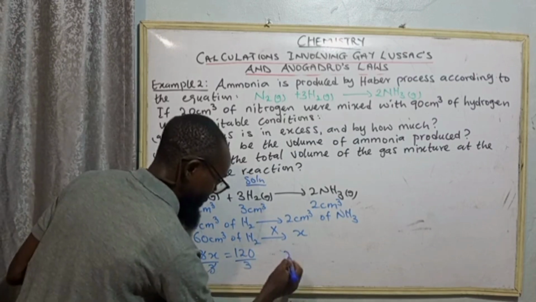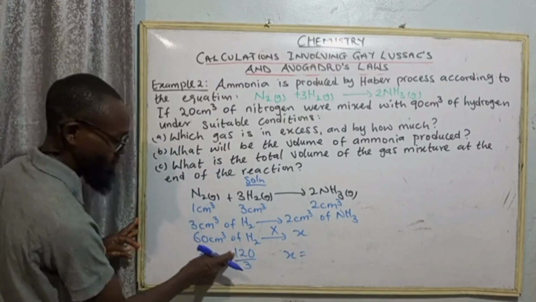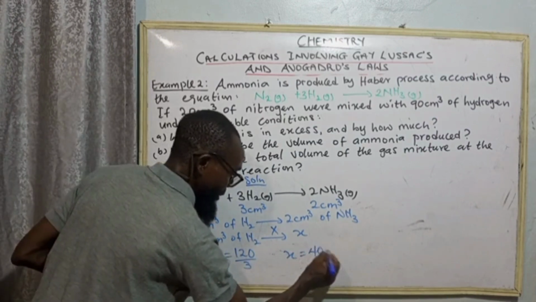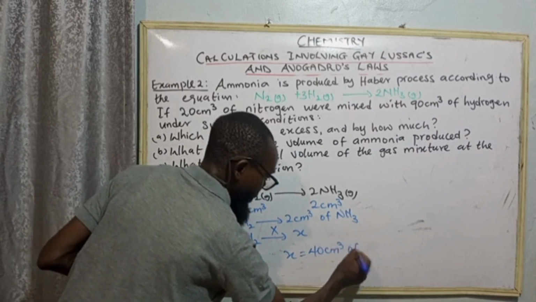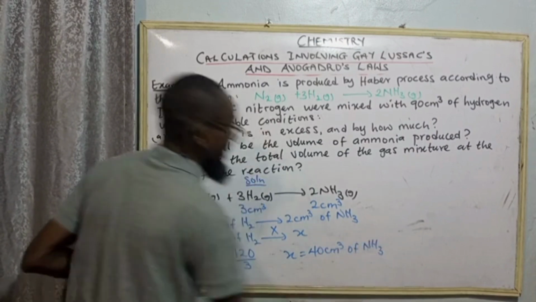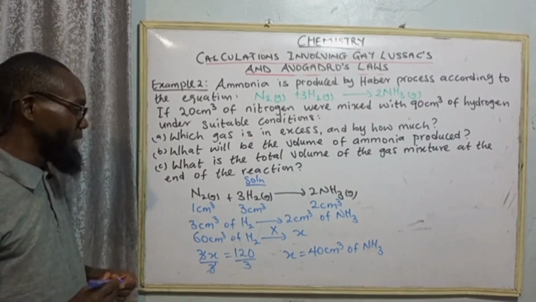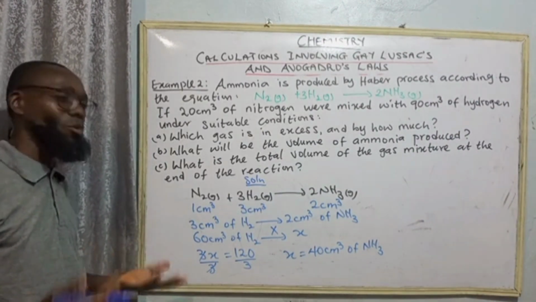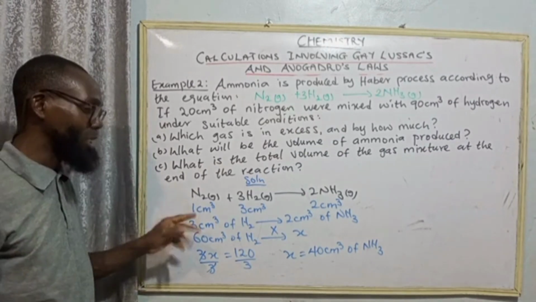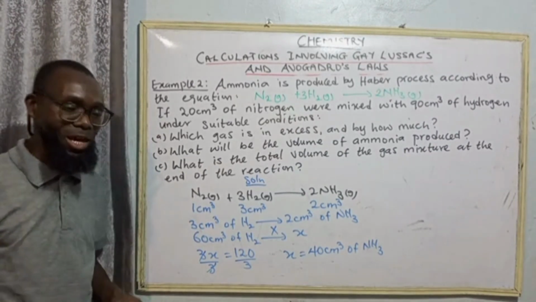So x is equal to 3 goes into 12, we have 4. That is 40 cm³ of ammonia gas. So this means that the volume of ammonia gas produced is 40 cm³. Likewise, if we make use of nitrogen, we are going to arrive at the same answer.